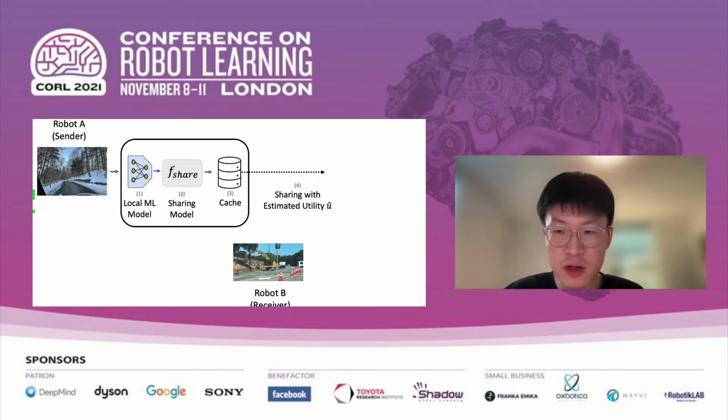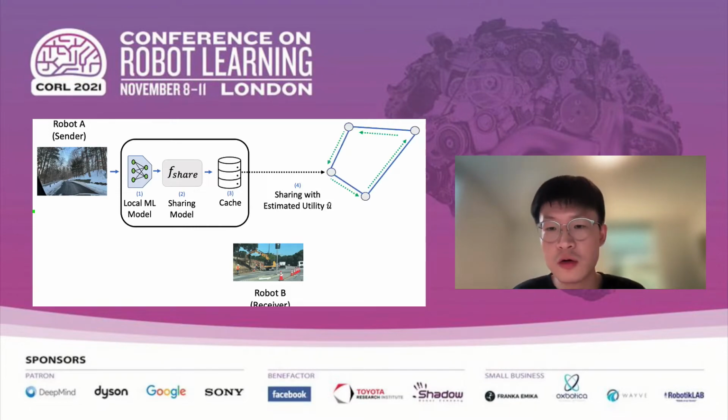This sharing model is responsible for predicting the usefulness or value of certain data from other robots' fields. Initially, this model is random, but for now, let's assume a good sharing model is given to us. Robot A shares 1 to 5% of its highest value data to peers.